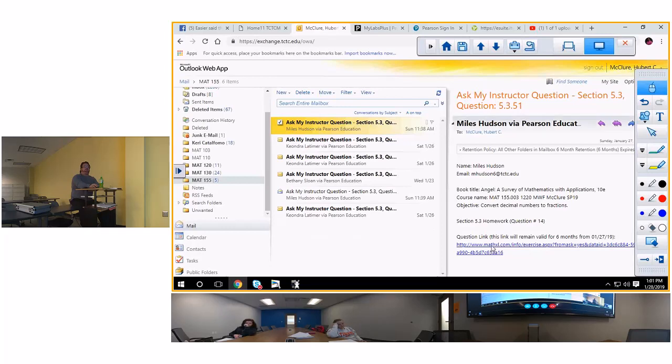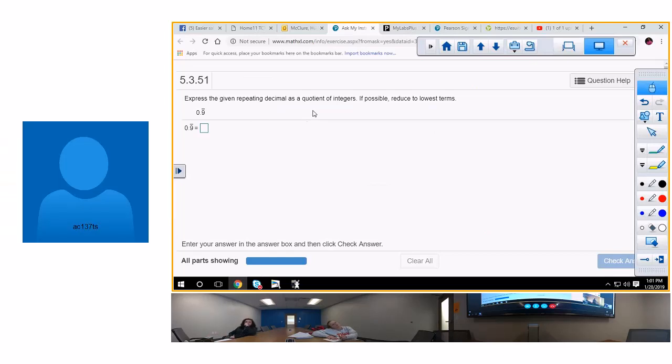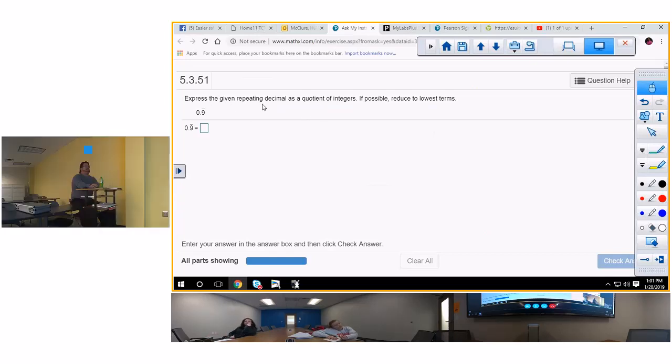5351/14. This is a homework question. I would not put this one on the test. Express the given repeating decimal as a quotient of integers. If possible, reduce. Okay. X is equal to 0.9 repeating. So I'm going to write that down because that's what we're looking at. X is equal to 0.9 repeating.